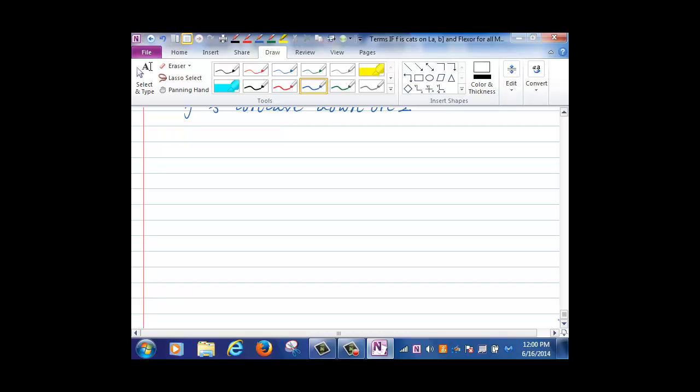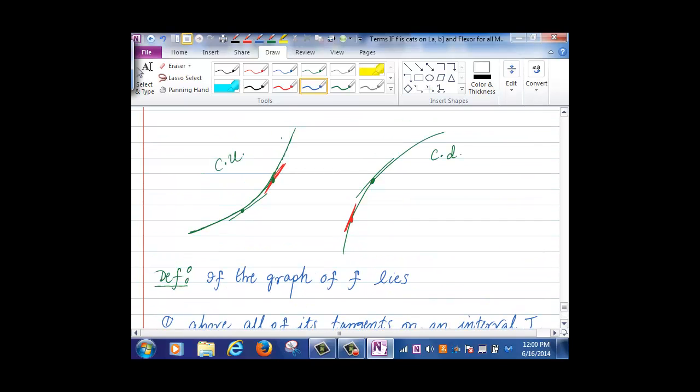So again, let's go to the picture. When I have a concave down curve, then the slopes are decreasing. Concave up means the slopes are increasing. So here f prime is decreasing. Here f prime is increasing, right? Slopes are increasing would mean that the second derivative is positive. And if f prime is decreasing, that would mean that the second derivative is negative.